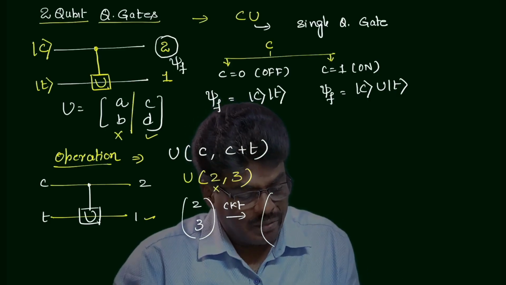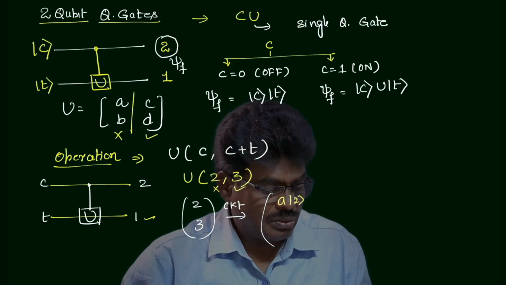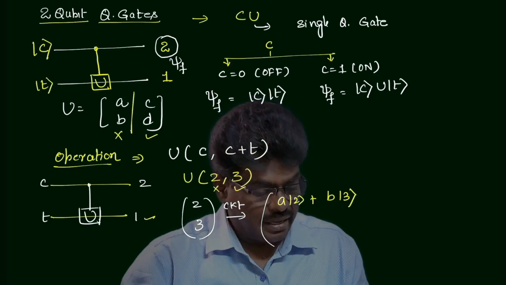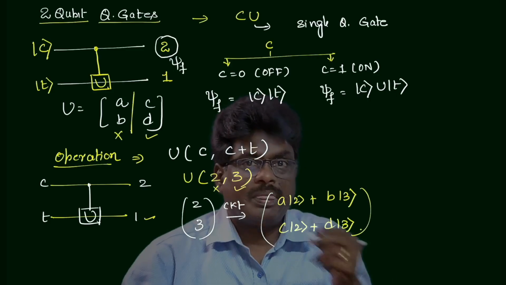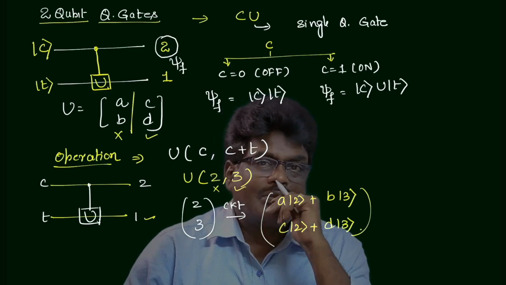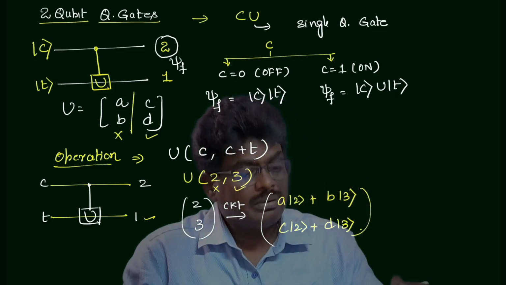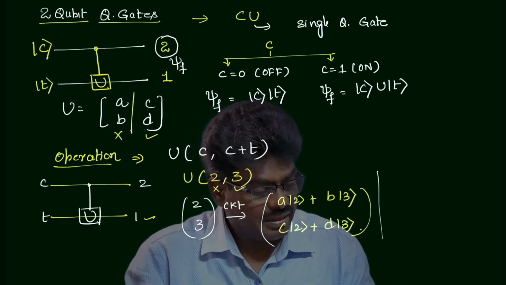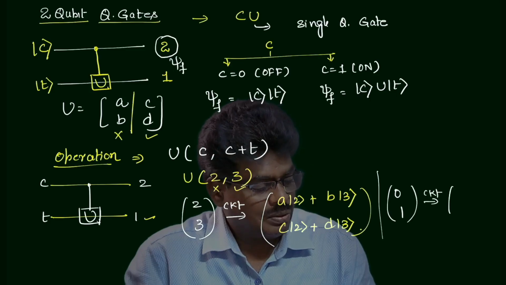This 2 is off and 3 is on. That's why it will take A2 plus B3. Since 3 is in the on state, you have to take the second column, C2 plus D3. That's it. Now, what about the other two states, that is 0 and 1? No change, because 0 and 1 did not come here. That's why for 0 and 1, the circuit won't do anything.